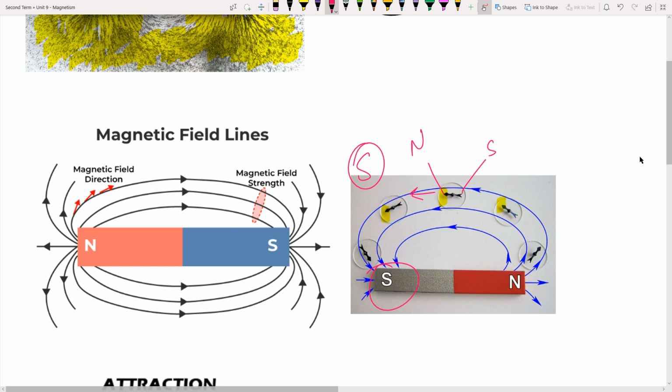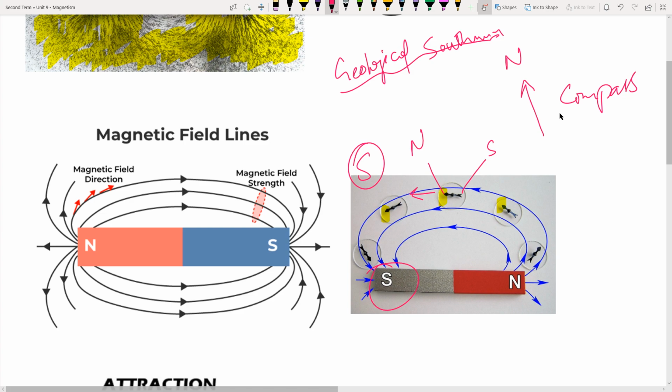Now this goes the same for the Earth. If you take out the compass in your phone and it is pointing north this way, then imagine that's where the geological southern pole is. That means the Earth's southern pole is going to be where the north of the compass is pointing.